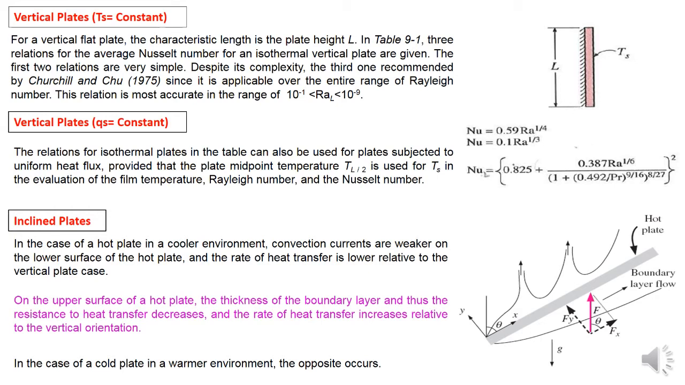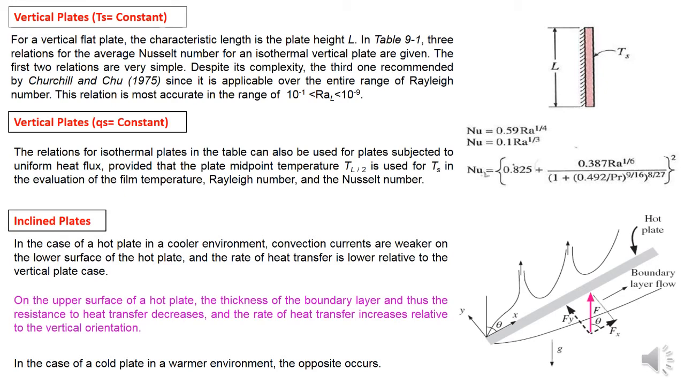Vertical plates, Qs equal to constant, which is the uniform heat flux. The relations for isothermal plates in the table can also be used for plates subjected to uniform heat flux, provided that the plate midpoint temperature is used for surface temperature in the evaluation of the fluid temperature, Rayleigh number, and the Nusselt number. So please bear in mind that for the uniform heat flux, we need to replace the surface temperature with the midpoint temperature.